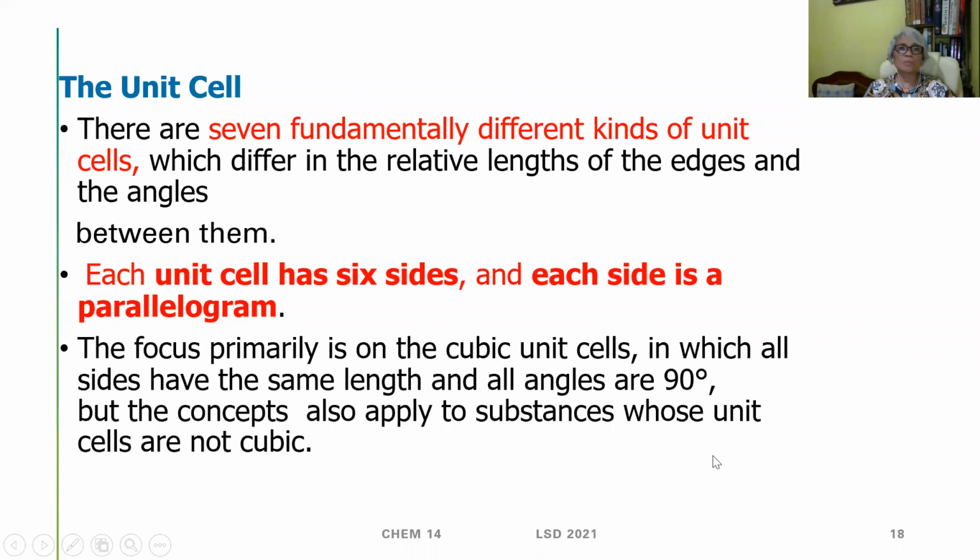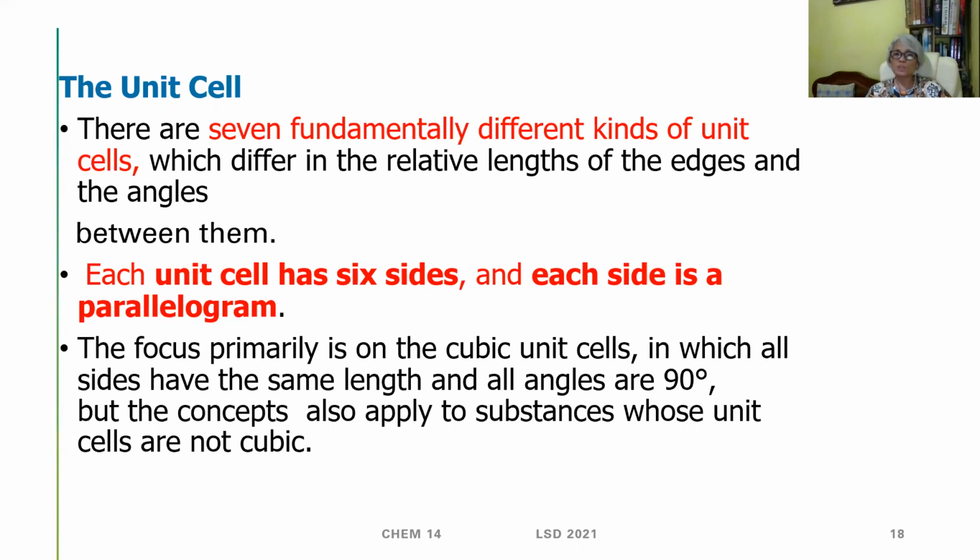Now, let's discuss a bit more about the unit cell. There are 7 fundamentally different kinds of unit cells, no? They differ in the relative lengths of the edges and the angles between them. Now, each unit cell, as I mentioned earlier, has 6 sides, and each side is a parallelogram, no? So, yung sides na yun, yung tinatawag nating face, okay?